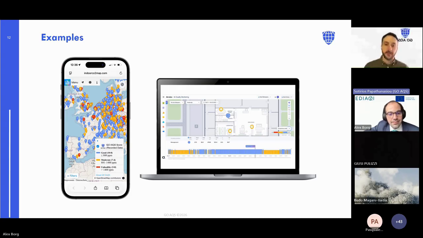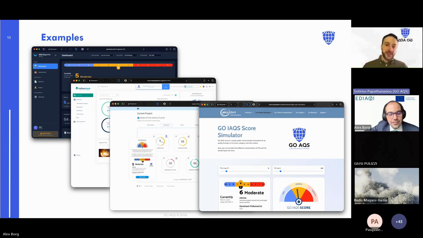And of course, there are many other companies out there working to embed our methodology in their products, from online simulations that users can use to better understand how the system works, to a variety of dashboards from InBuild, from Indoor Care, and from some companies in Singapore.